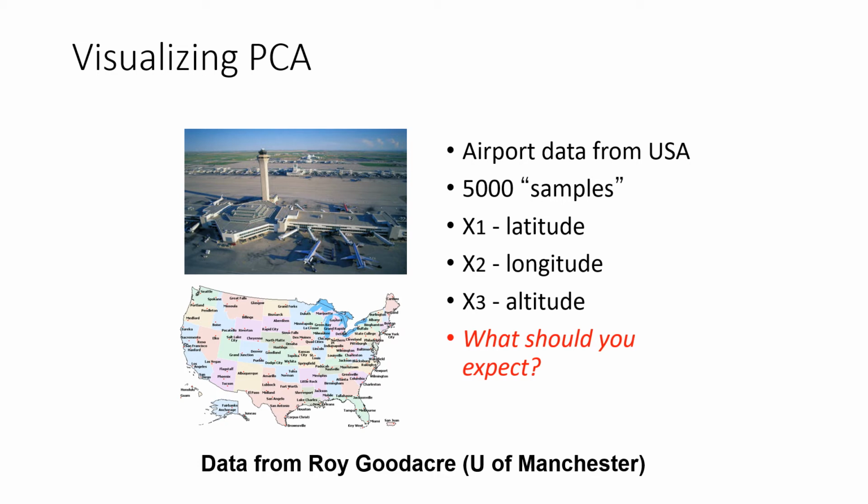Now, I want to give an example because the math for PCA can be very complicated, but there is some intuition that you can get with PCA. This is an example that was given to us by a colleague in the UK. He'd been looking at data from airports. In the US, there are about 5,000 airports. And what they did was they got information on the latitude, longitude, and altitude of all 5,000 airports.